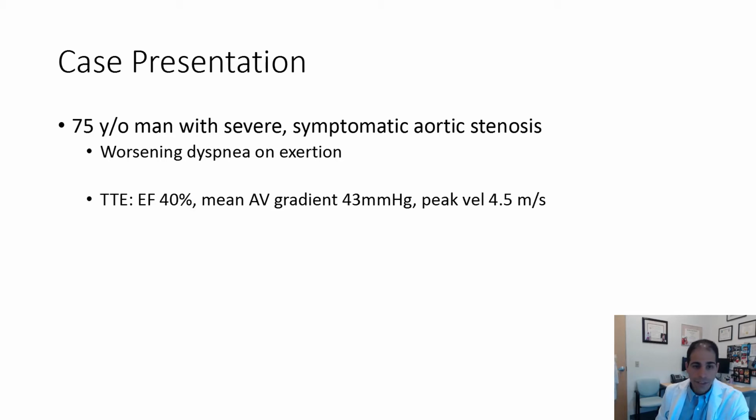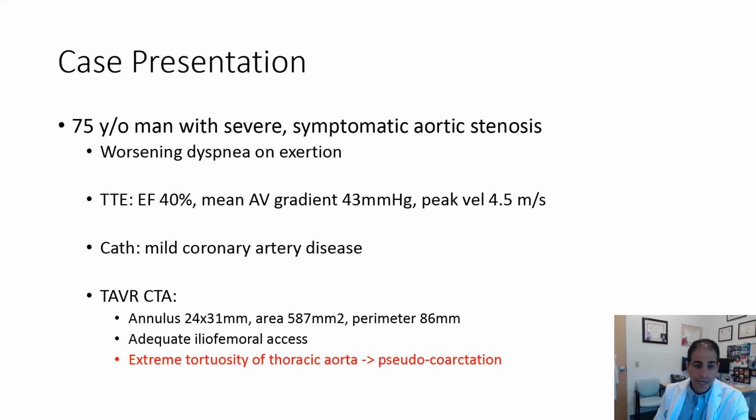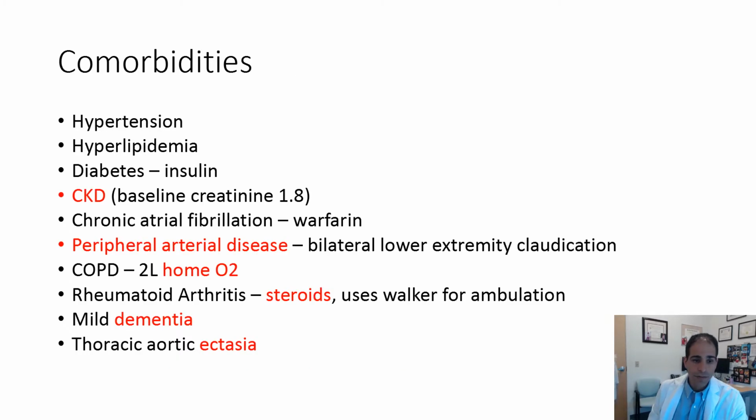His echo showed an EF of 40% with a mean gradient of 43 and a peak velocity of 4.5 meters per second. Cath showed mild coronary disease, and a TAVR CT demonstrated an annulus that sized to either a 29 mm S3 or 34 mm Evolut. His iliofemoral axis was large, but there was some concern about the tortuosity of his thoracic aorta, which was suggestive of a pseudocoarctation. He had a number of comorbidities.